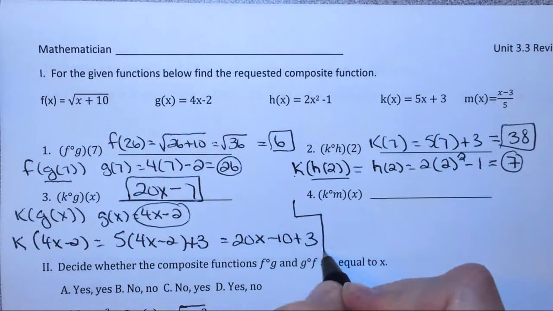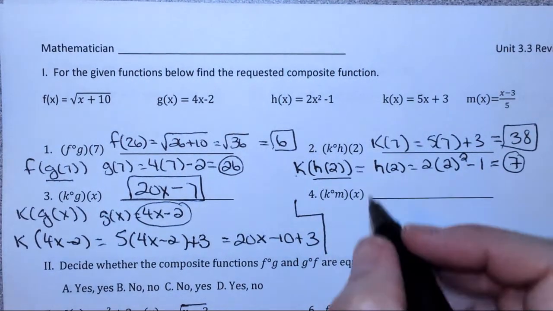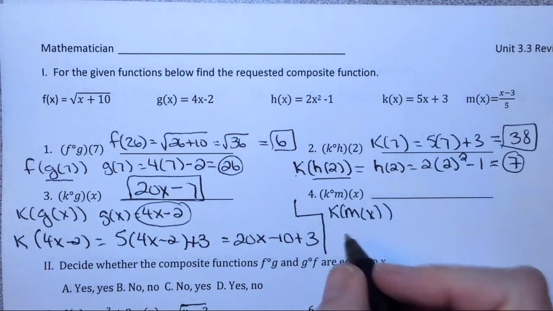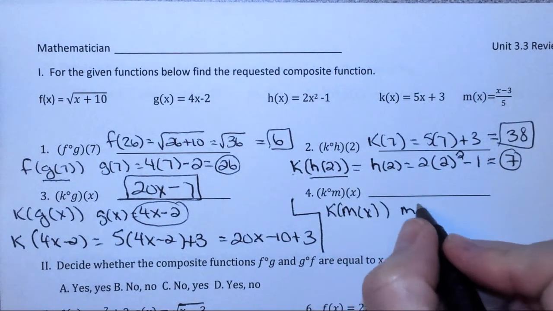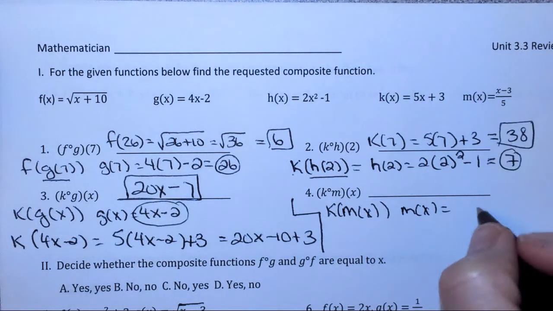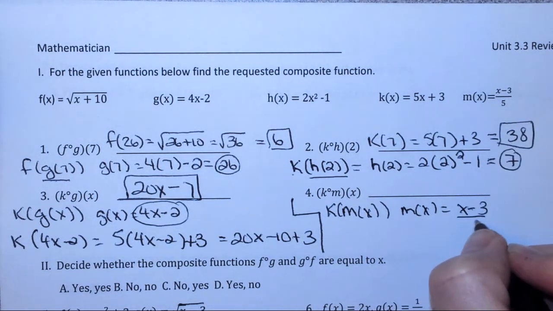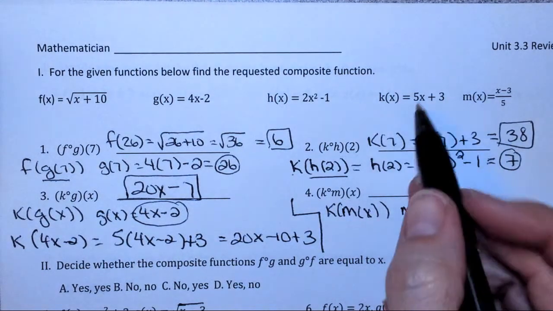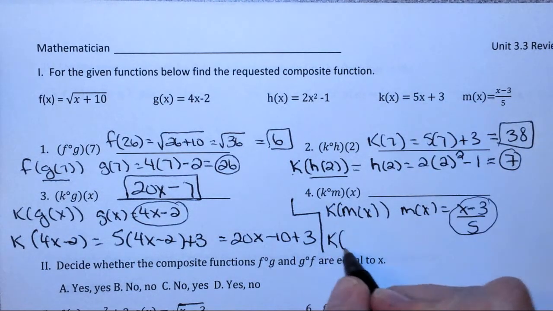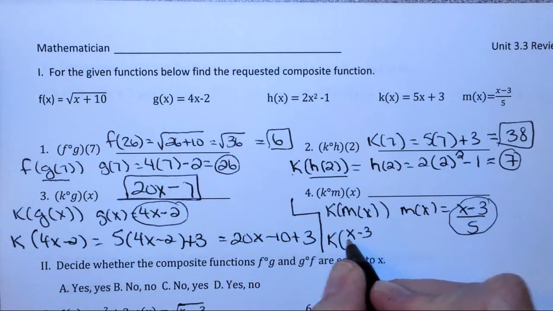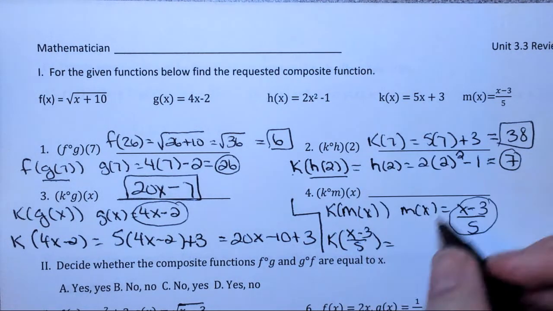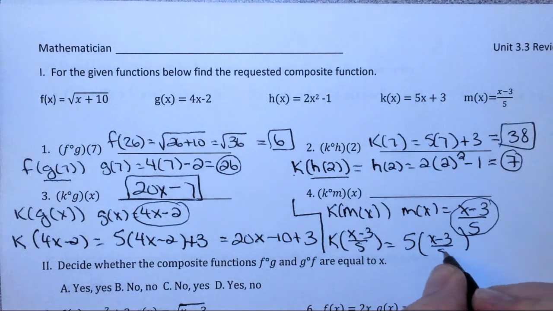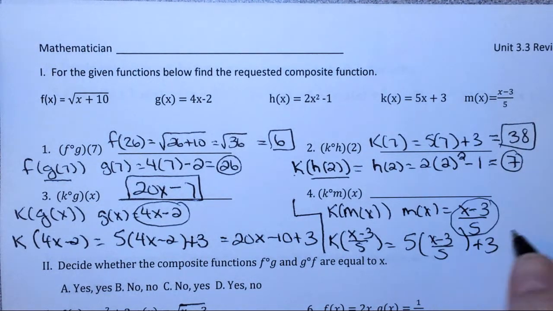Okay, one more time. Again, you might want to pause the video and then come back and check. So K of M of X. So M of X equals X minus 3 over 5. That's your first answer. Now I'm going to take that and plug it right in here for K. So K of all this stuff is equal to 5 parentheses, all that stuff. And then you've got to bring in that plus 3.